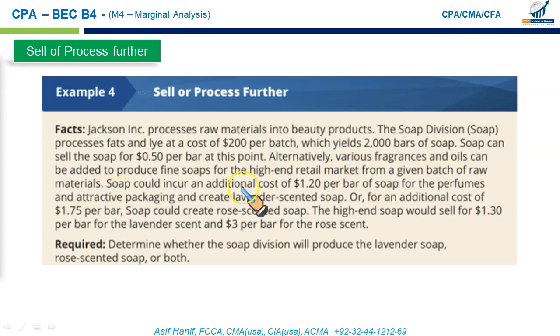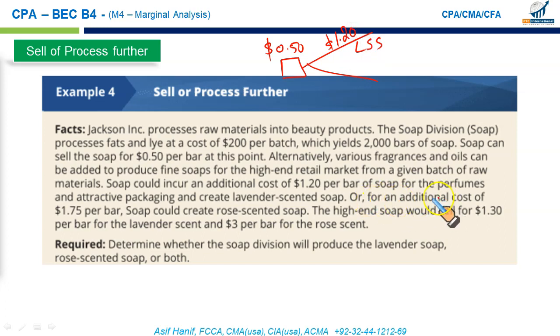Soap could incur an additional cost of $1.2 per bar for the perfumes and attractive packaging and create lavender-scented soap. So at the split-off, the selling price available is $0.50 per bar. Now we have two possibilities. Either we convert this soap into lavender-scented soap, LSS, and it will require $1.2 of further additions of materials and process.